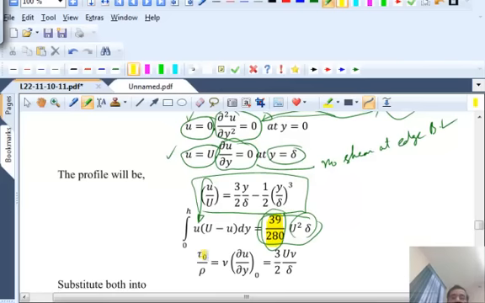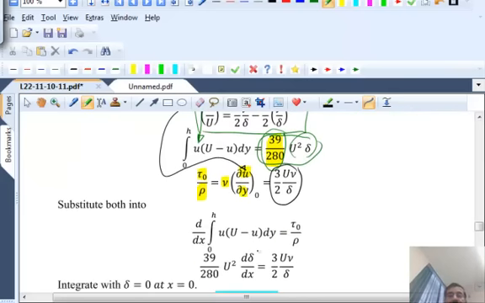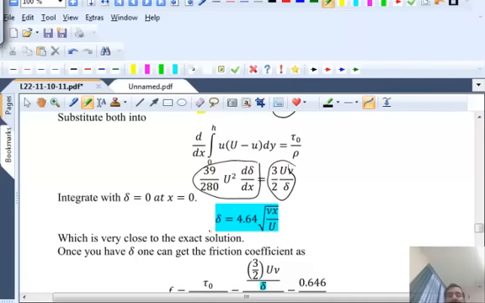Similarly, the definition for tau 0 is mu times du dy; divided by rho, that is nu times du dy, where nu is the kinematic viscosity, mu over rho. So take the same velocity profile, plug it in here, and take the derivative, and you will get the right-hand side of the integral momentum equation. So now you equate these two: 39 over 280 U squared delta, which is this term on the left-hand side, and put this on the right-hand side, because that is the integral momentum equation. Now you have a differential equation for the boundary layer thickness. So you integrate that, and you will get this expression.